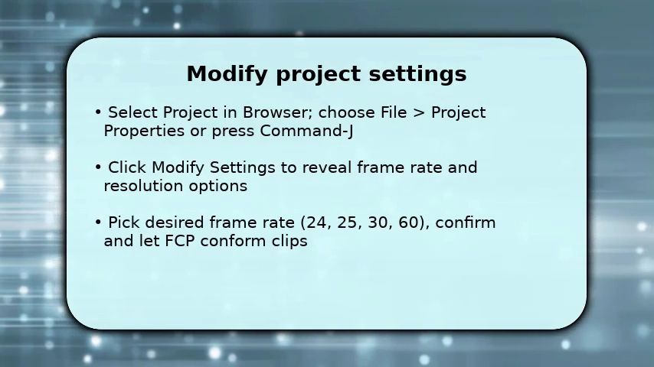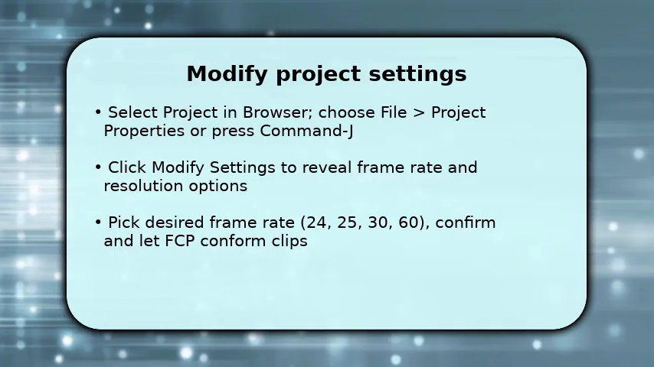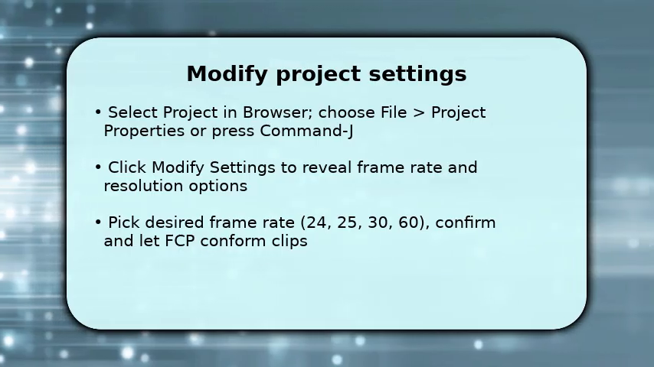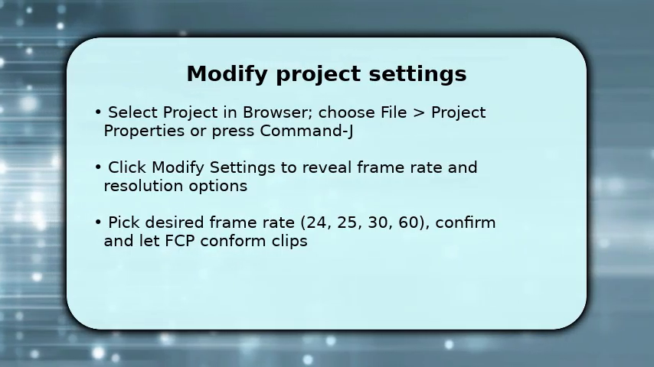Select the project in the browser and open Project Properties, File Project Properties, or Command-J. Click Modify settings to expose frame rate and resolution. Choose the desired frame rate.